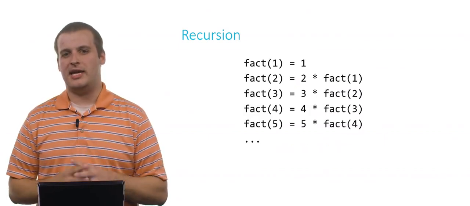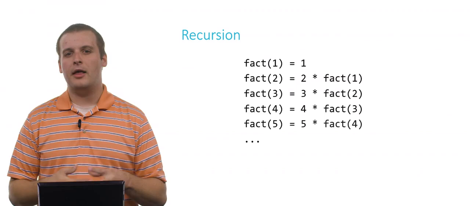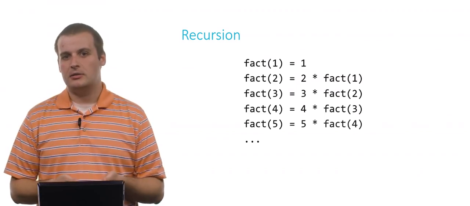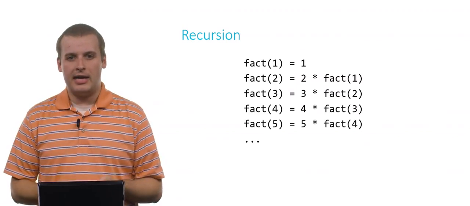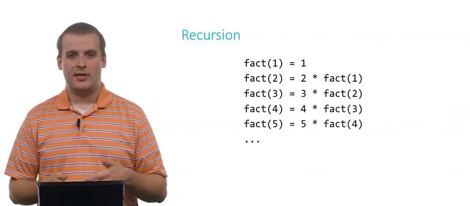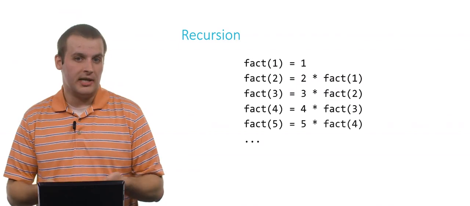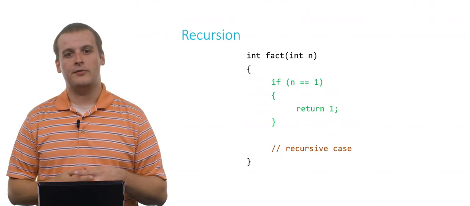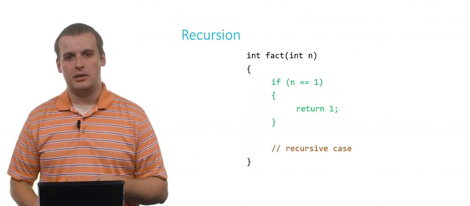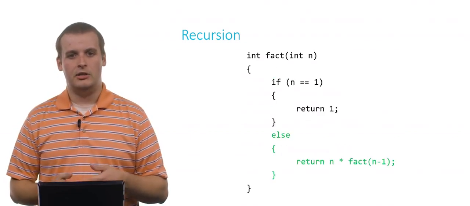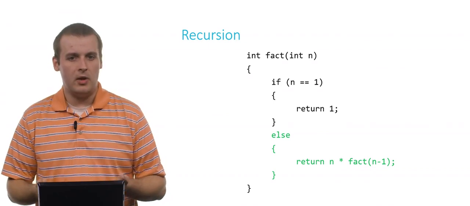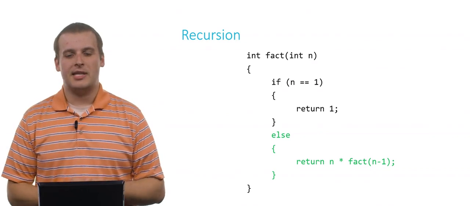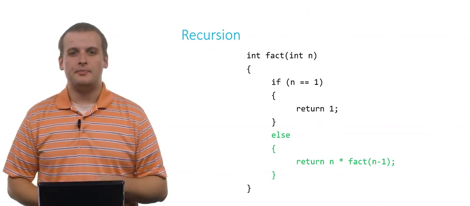What's the recursive case probably look like? For every other number besides 1, what's the pattern? Well, if we're taking the factorial of n, it's n times the factorial of n minus 1. If we're taking the factorial of 3, it's 3 times the factorial of 3 minus 1, or 2. And so if we're not looking at 1, otherwise, return n times the factorial of n minus 1. It's pretty straightforward, right?